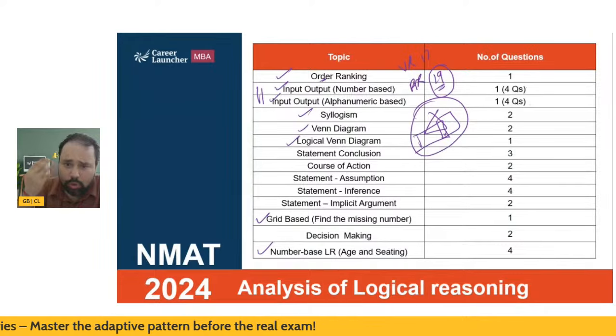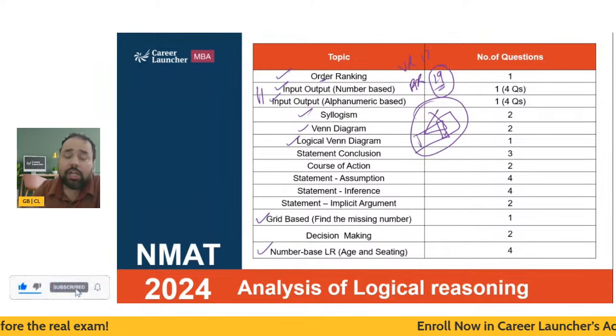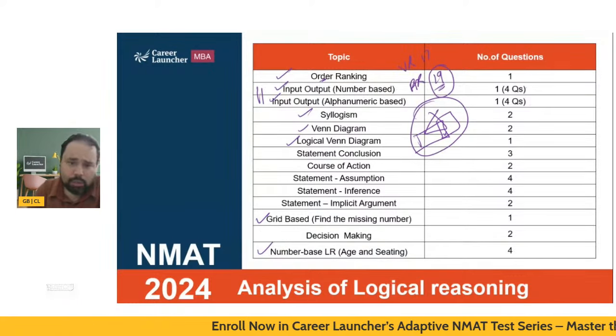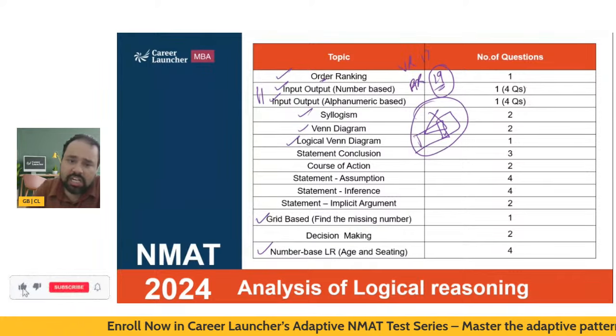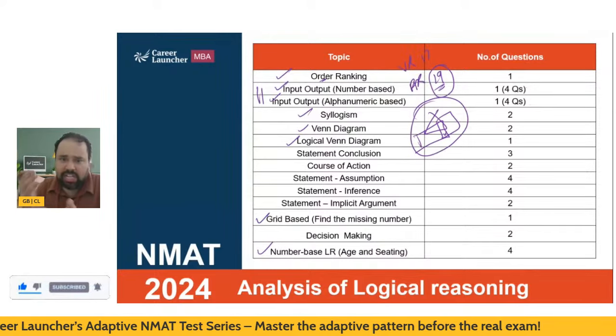Statement conclusion we are aware of, होता क्या? Course of action. Basically they will give you a particular scenario and tell you what is the most logical course of action that can happen here. वो decision making type ही होता है. Statement assumption, statement inference, statement implicit argument. Clearly समझ आता है what all of that means.